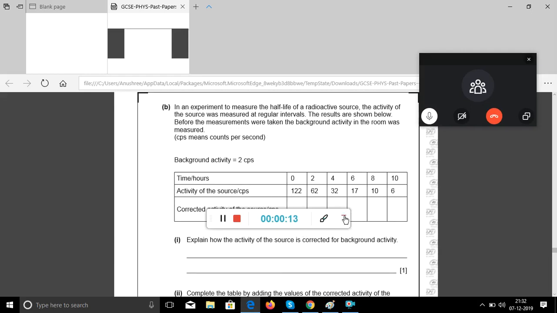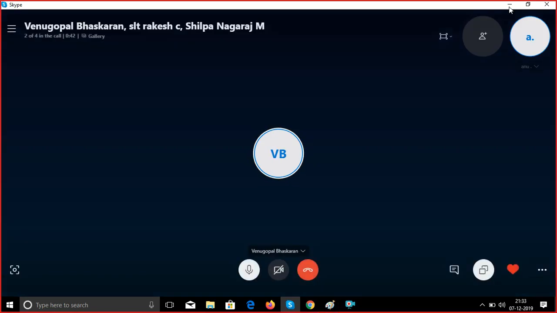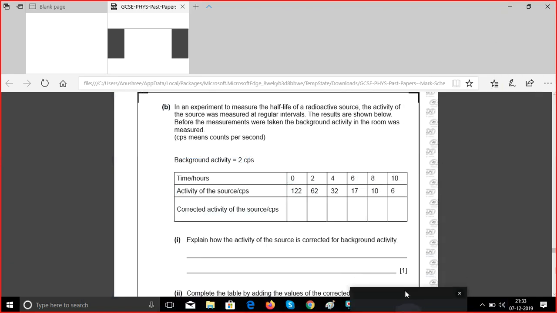Okay. So, in an experiment to measure the half-life of a radioactive source, the activity of the source was measured at regular intervals. The results are shown below. Before the measurements were taken, the background activity in the room was measured. So the background activity was 2 counts per second. Okay, so explain how the activity of the source is corrected for background activity.